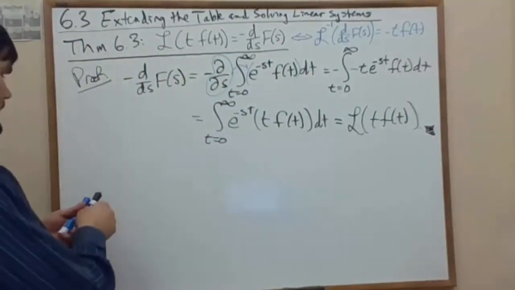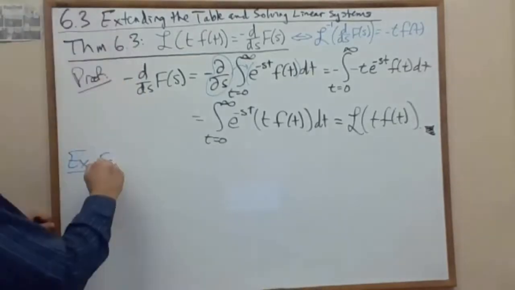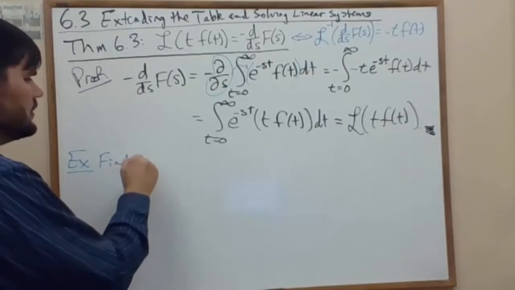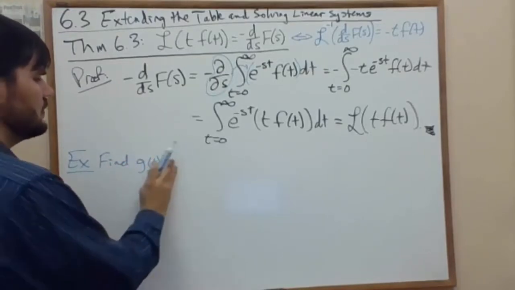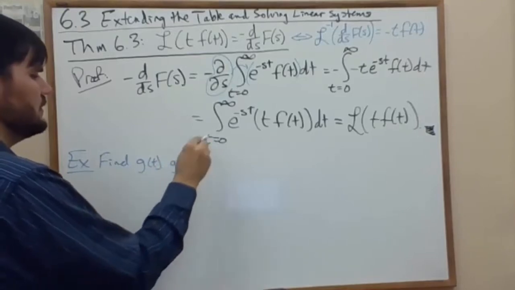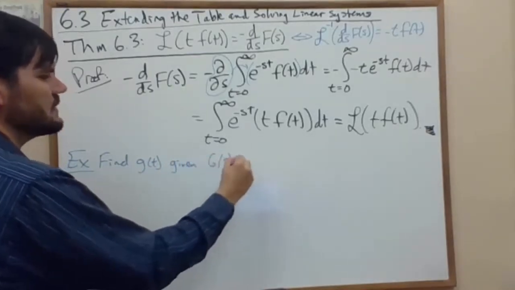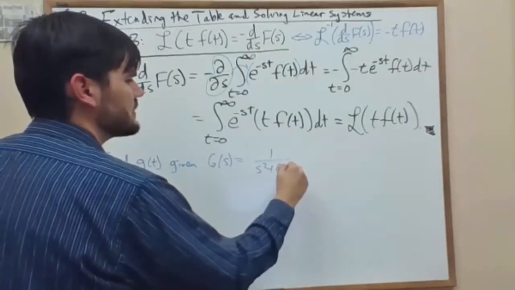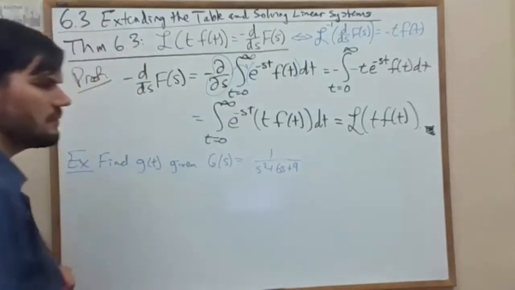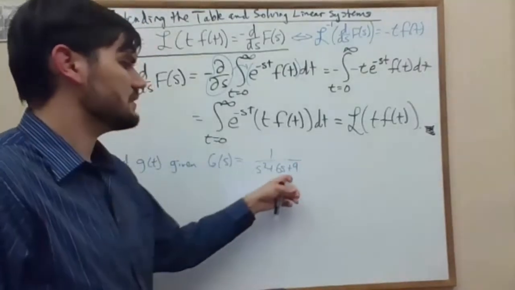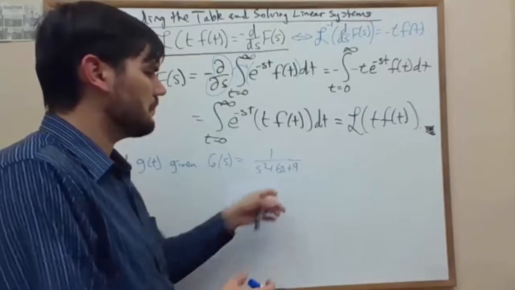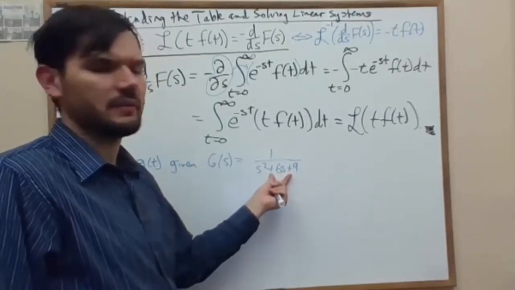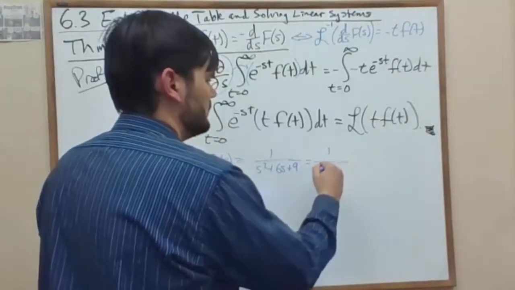Okay, so there's our proof. Let's do an example. So let me introduce a new letter. I want to find g of t given capital G of s is 1 over s squared plus 6s plus 9. So let's first look at factoring the denominator here, if possible.